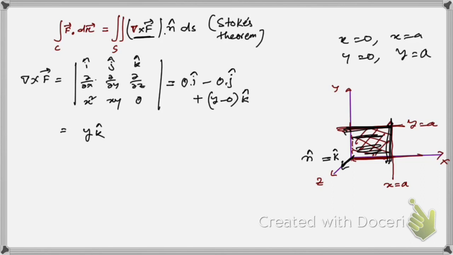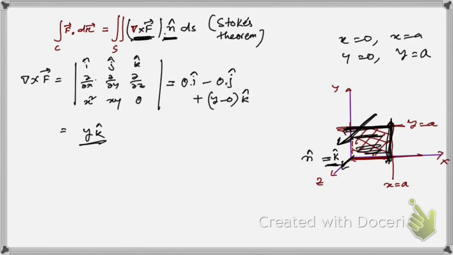Now you see, we can replace this del cross f by y k cap, right? And this n cap is a normal unit vector, normal to this surface, this square that we have taken, bounded by the boundary C. As you see, this square is on the xy plane, so its normal unit vector should be along the z-axis. That's why we can take this as k.